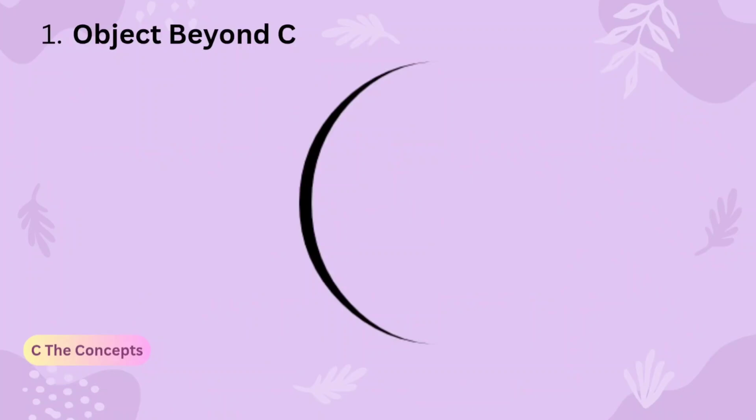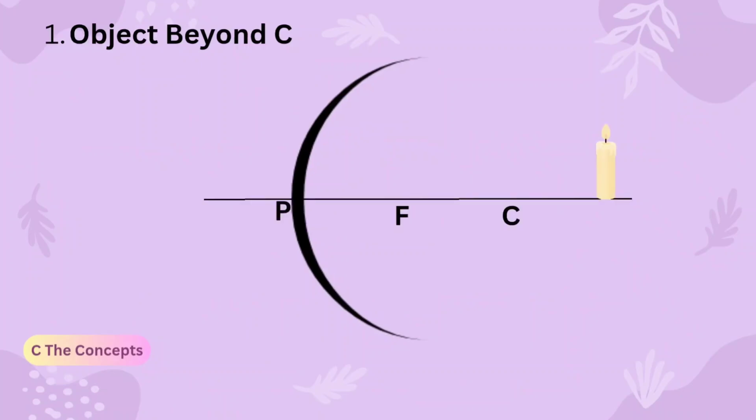For that, first we need to draw the concave mirror. After drawing the concave mirror, draw the principal axis and mark the important points, that is pole P, focus F and center of curvature C, and place the object beyond center of curvature. Here we are using our object as candle.